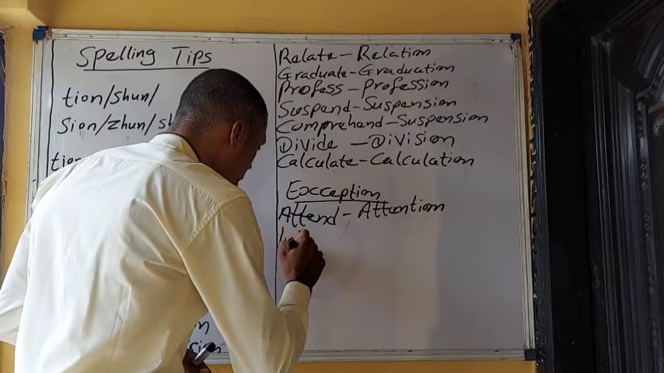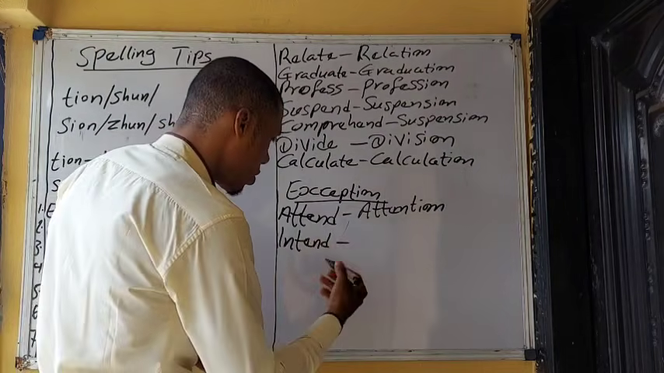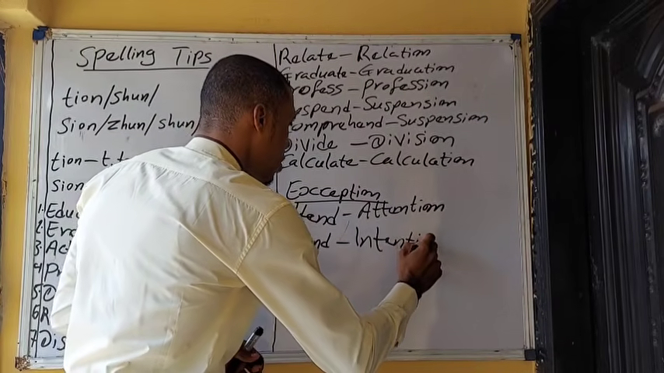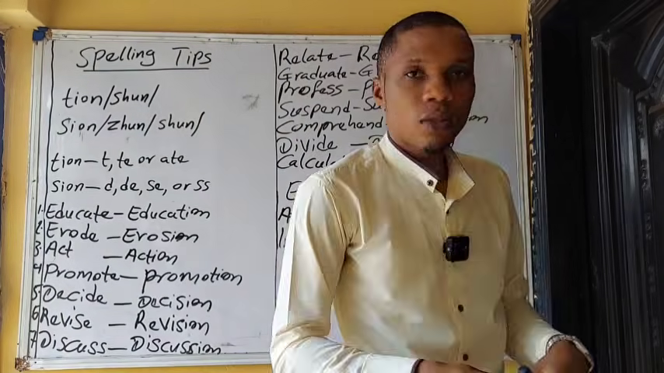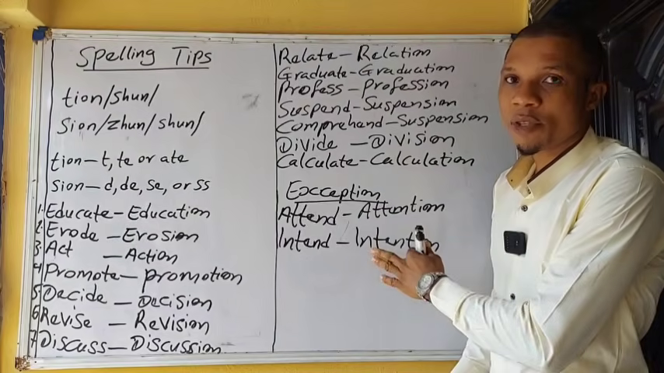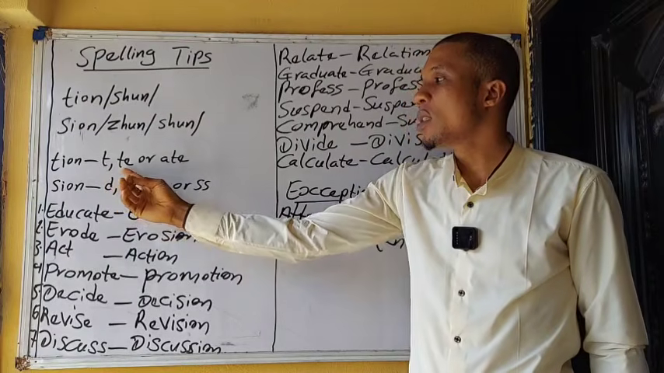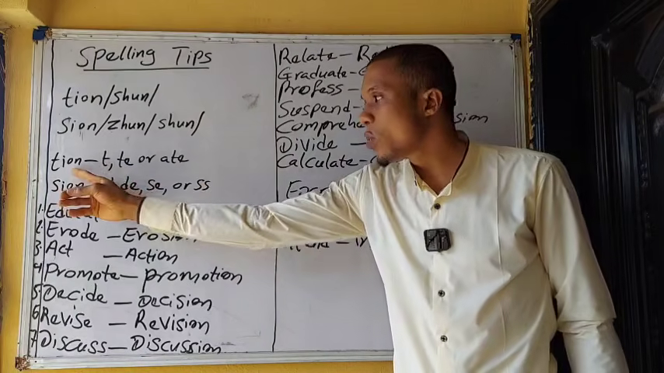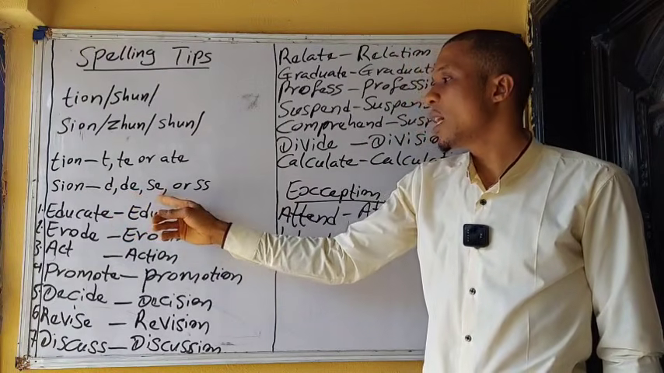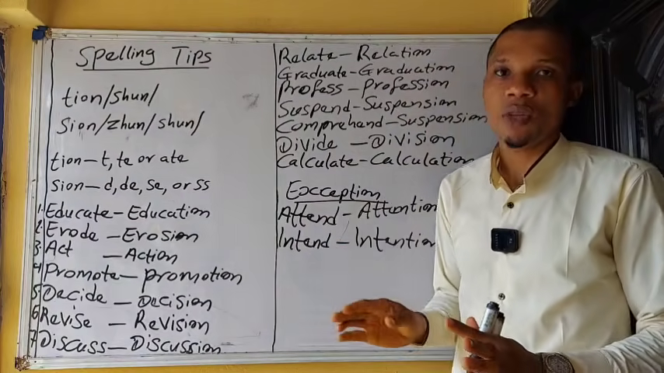Also, we have intend. You may think that you are supposed to use the S tion also, but it does not follow, or it does not go like that. So we have intention. So this is how simple it is when you understand the process, apart from the exceptions. When the word ends with T, TE or AT, know that you are going to use the T tion. And when the word ends with D, DE, SE or SS, know that you are supposed to use the S tion. This is how simple it can be.